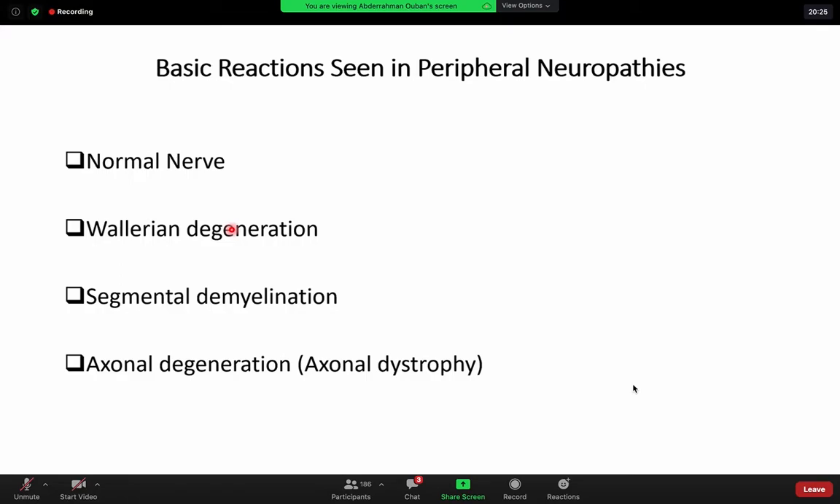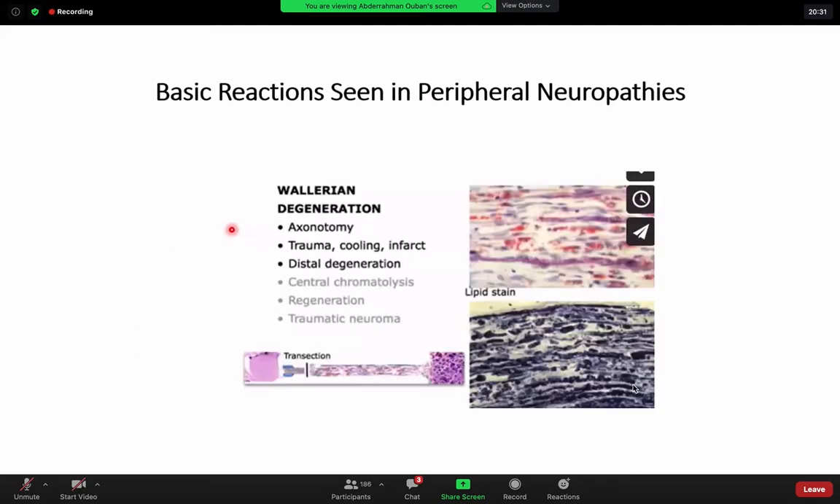All right, so these are the basic reactions seen in peripheral neuropathies. Starting with the Wallerian degeneration. If you think about Wallerian degeneration, it is perceived as an experimental model, if you will, of axonotomy, of cutting of a nerve. So you see it with transection, cutting, cooling, infarction of the peripheral nerve, and other physical injury of the peripheral nerve, as examples of causes of Wallerian degeneration.